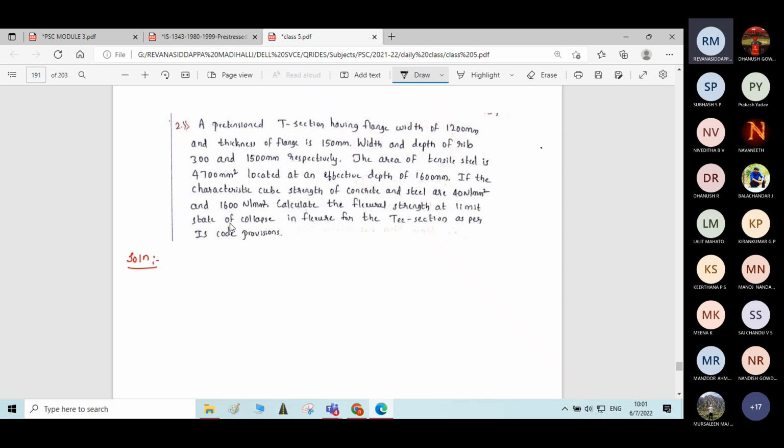Okay, this is a problem on T section. Go through it. A pre-tensioned T section having flange width of 1200 mm and thickness of flange 150 mm, width and depth of rib are 300 and 1500 mm respectively. Let me write the diagram of a T section.